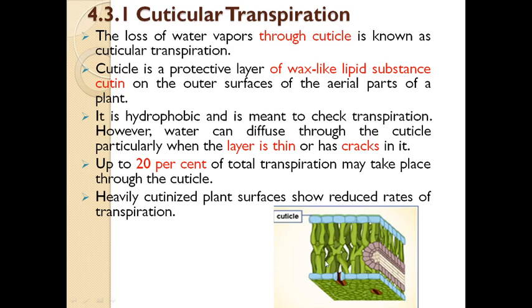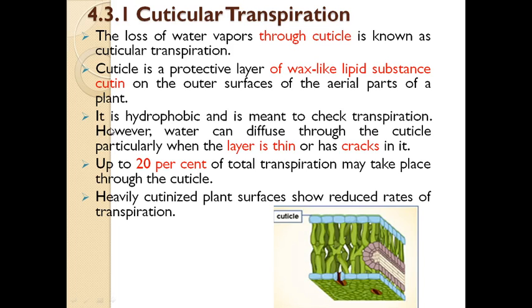Over the upper and lower epidermis of the xerophytic plant, there is a cuticle. This cuticle is nothing but a protective layer of waxy lipid-like substances. It is cutin, on the outer surface of the aerial parts of the plant. And this cuticle mainly prevents the loss of water from the plant. But water is lost through some cracks over the cuticle.